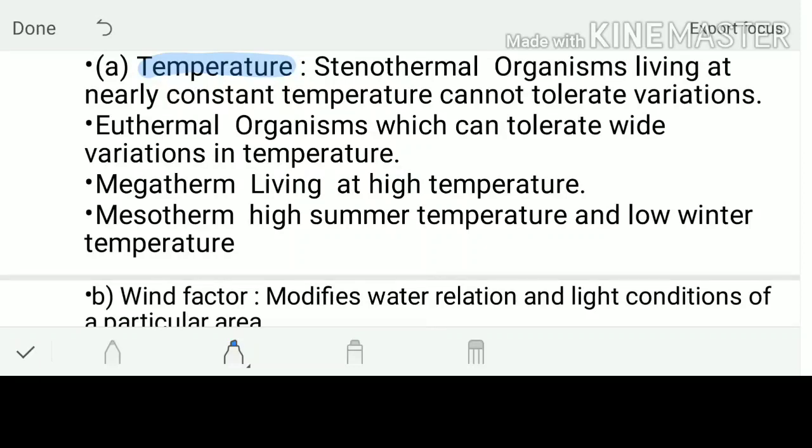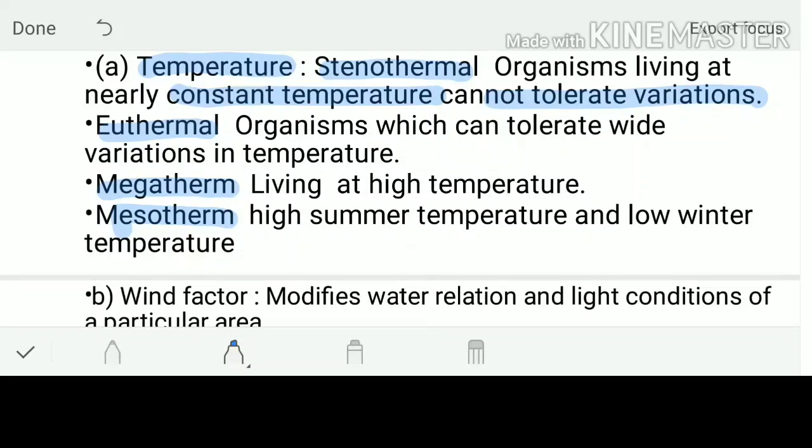So here we have divided the organisms into different types. For example, stenothermal or eurythermal, megathermal and mesothermal. Simple. So what does the stenothermal organism mean? It means they can live at a constant temperature. Or rather, in other words, they cannot tolerate variation in the temperature. If there is an organism which can live at 35 degrees Celsius only, it cannot live at 40 as well, it cannot live at 30 as well. So the organism will be called stenothermal.